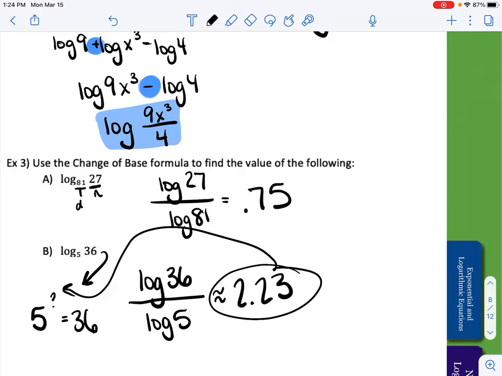So it makes it a little easier to solve for the exponent, or just the solution for log base 5 of 36.